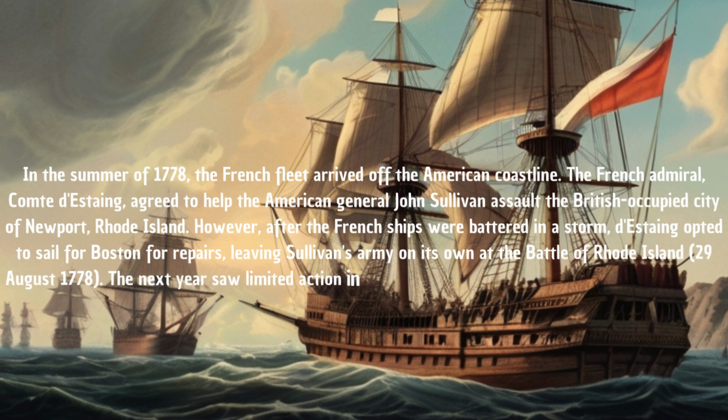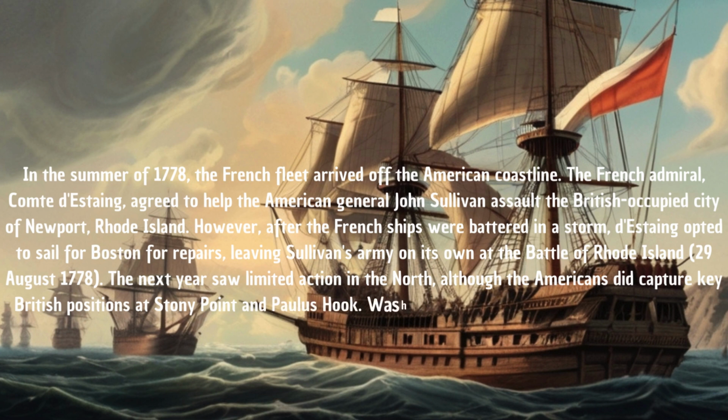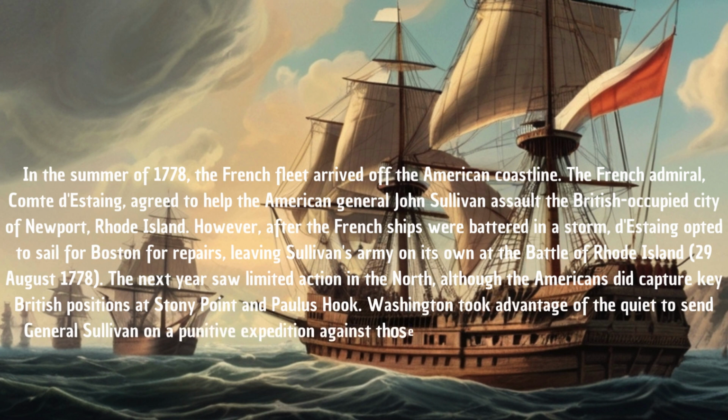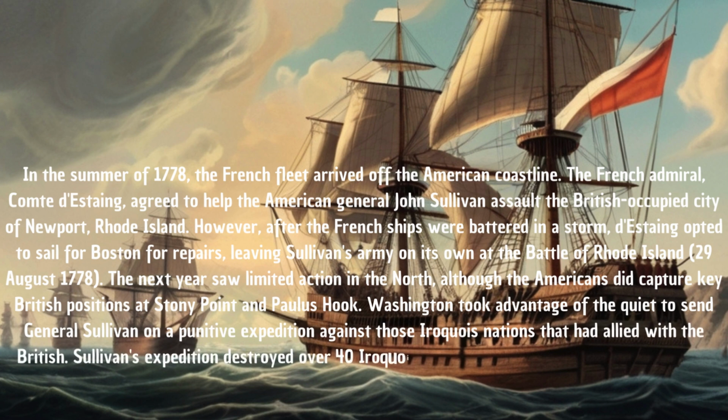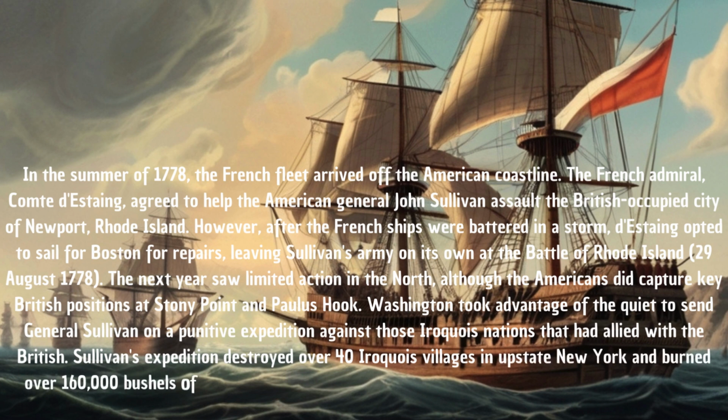The next year saw limited action in the north, although the Americans did capture key British positions at Stony Point and Paulus Hook. Washington took advantage of the quiet to send General Sullivan on a punitive expedition against those Iroquois nations that had allied with the British. Sullivan's expedition destroyed over 40 Iroquois villages in upstate New York and burned over 160,000 bushels of corn, greatly reducing the political power of the Iroquois Confederacy.